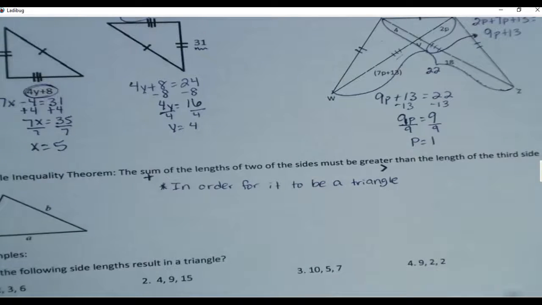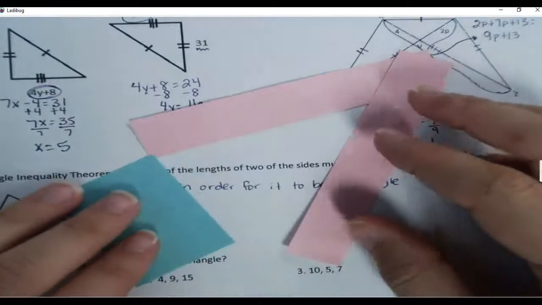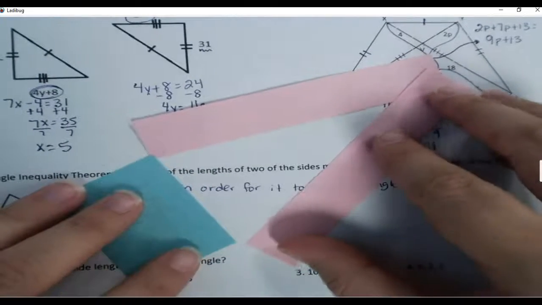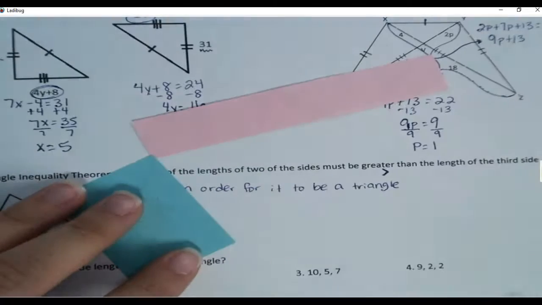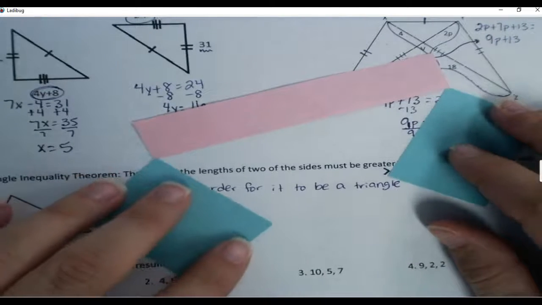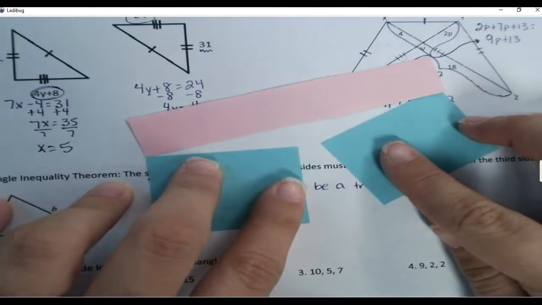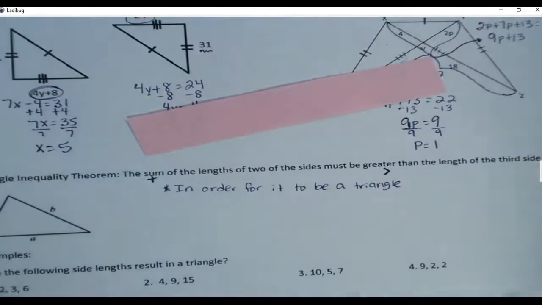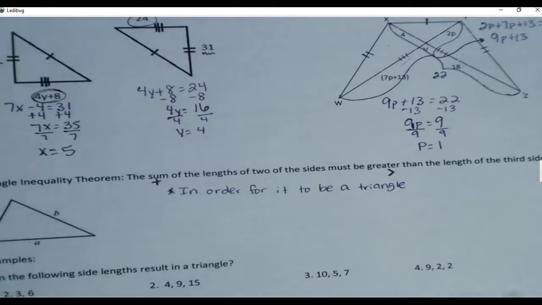So let's say I have these sides here, a pink side, and a blue side. So if I'm looking at these, I can swing these sides around, and they could make a triangle. But if I have a pink side and two blue sides, there's no way that these two blue sides are going to touch. Maybe they will, but we're going to pretend like they don't. So, if you have two sides that are too short, they'll never meet and they'll never make a triangle. So, you have to use the triangle inequality theorem to figure out if they can be a triangle or not.